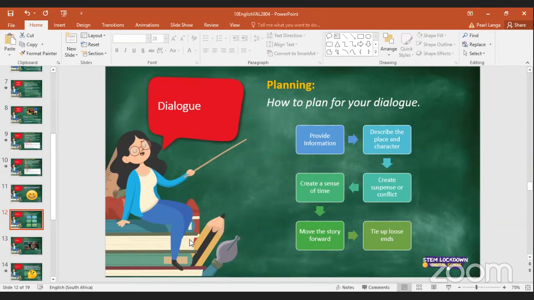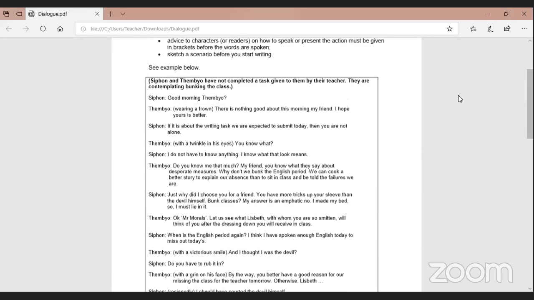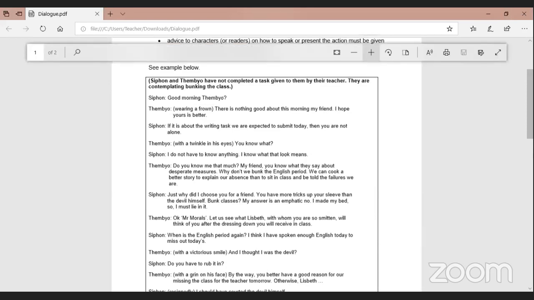So now before I close up, I want us to read the dialogue that has been giving me an issue opening. Okay? It's between Tembio and Siphon. Let me quickly find the dialogue for you so we can read it together. Right, here it is. Let me zoom it in a bit for everyone to see.